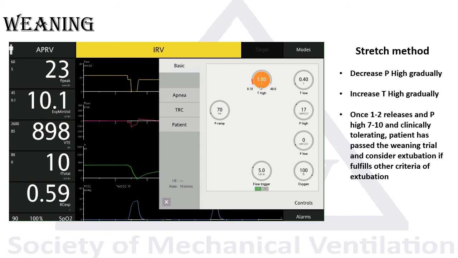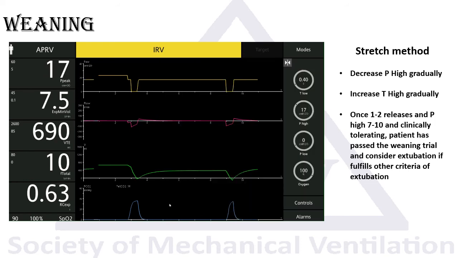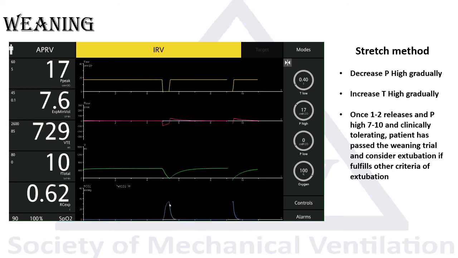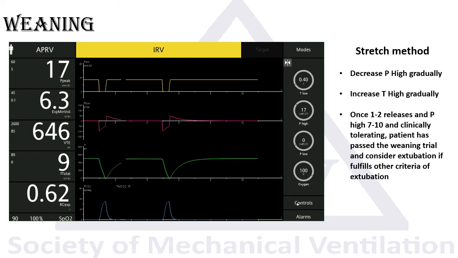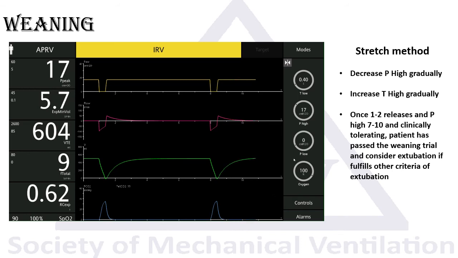Let's try to almost convert him into one level of CPAP. Usually I try to get that down to 1 or 2 mandatory breaths or continuous CPAP. Some ventilators would not allow you to have 0 releases, but you can just switch the patient, of course, to CPAP only. You put them on PEEP or you put them on pressure support. But I just wanted to show how we apply the stretch method.